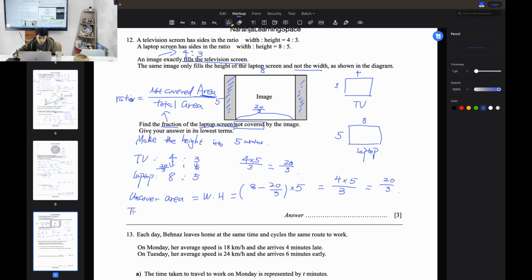So total area equals to width times height, 8 times 5 equals to 40. So the ratio, or fraction, right, equals to 20 over 3 divided by 40, which is cancel, you have a 2 here, which is 1 over 6. 1 over 6. Okay, your answer is 1 over 6.